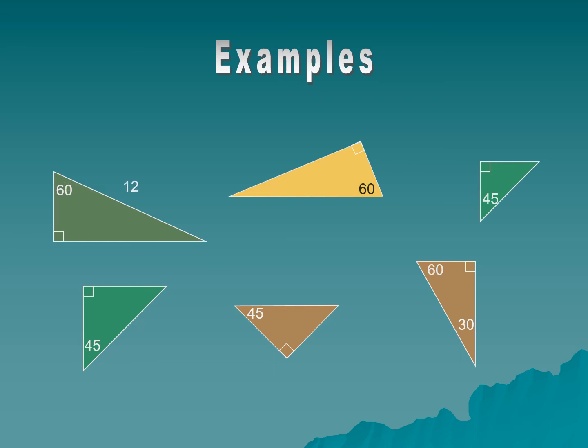Let's start with the 30, 60, 90 right triangle. If the hypotenuse is 12, we can find the short side by taking half of it. And to find the long side, it's the same thing with the square root of 3 next to it.